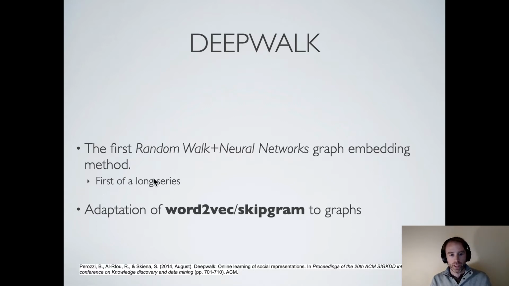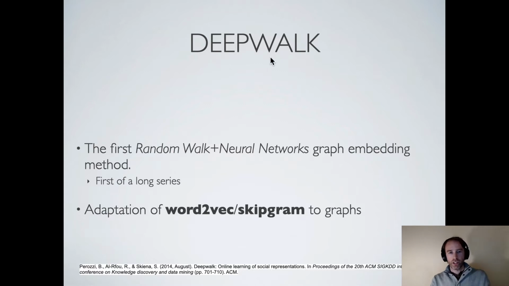So there are many methods that are based on this general idea. Just after, I will present node2vec, but then you have many methods called something2vec. And all these methods are usually based on this approach, combining random walks and neural networks.